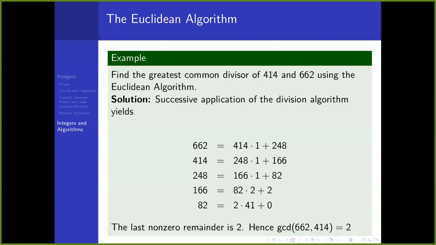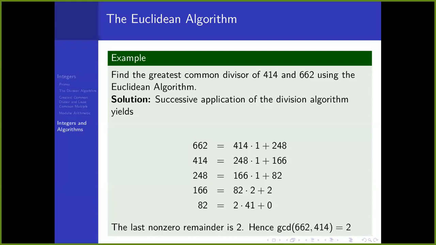And that will be the greatest common divisor of 662 and 414. Now this is a small, rather simple example, which you may be able to solve using other techniques that you've learned earlier. But the idea here is to show you how the process works.